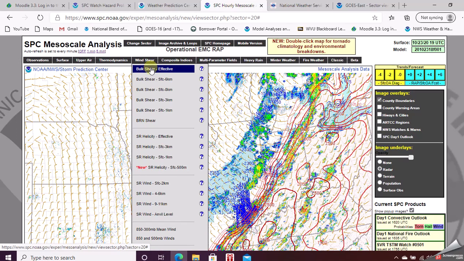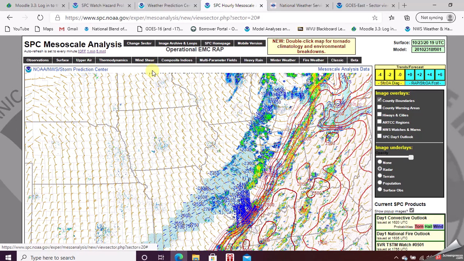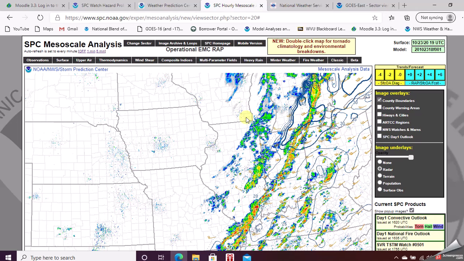Another is wind shear. Effective wind shear. You want at least 40 knots. And notice here, across parts of that area, are 40 knots or greater, 30 to 40 knots, and some even 45 knots of wind here. A very strong wind shear. So there is a chance for significant thunderstorms there.